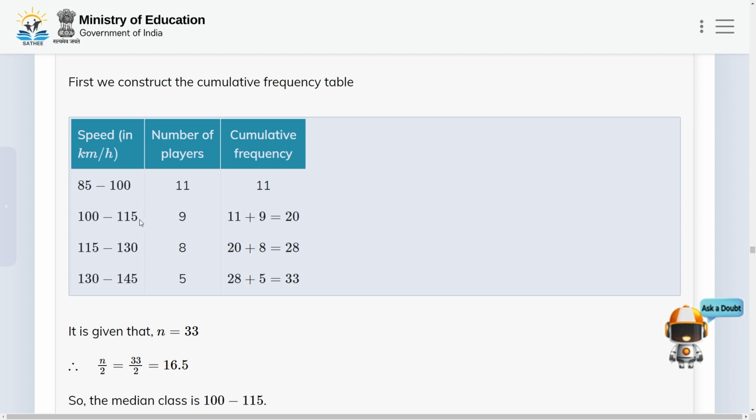For the class 100 to 115, the number of players is 9, and the cumulative frequency is 11 plus 9, which is equal to 20. For the class 115 to 130, the number of players is 8, and the cumulative frequency is 20 plus 8, that is equal to 28. For the class 130 to 145, the number of players is 5, and the cumulative frequency is 28 plus 5, that is 33.